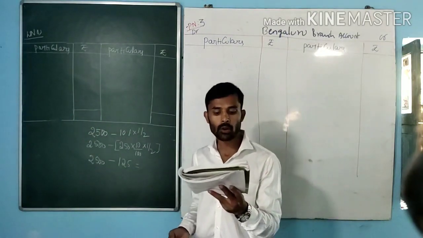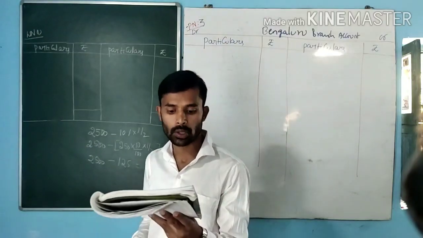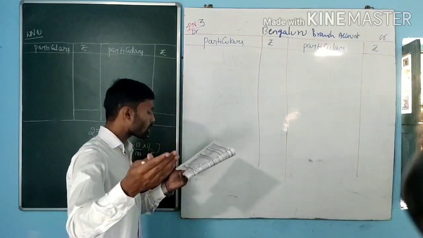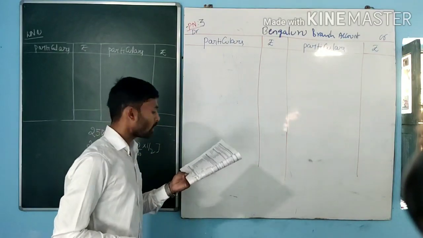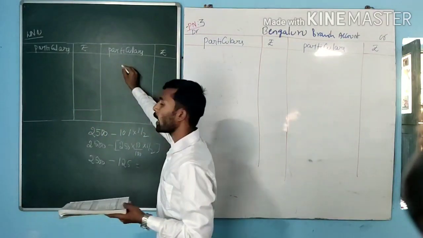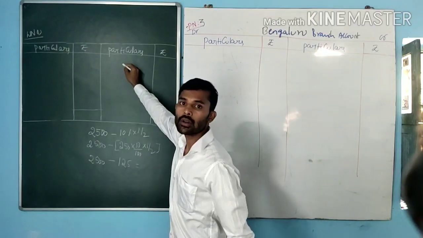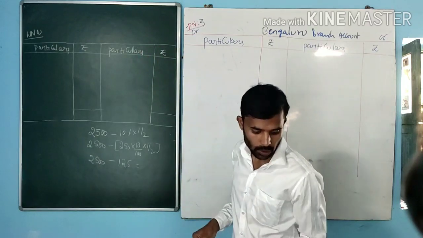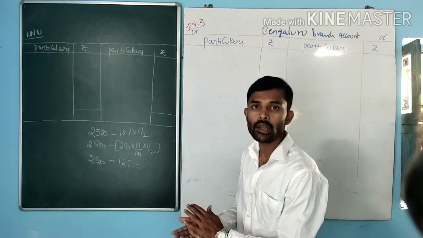Next, discount allowed to debtors. Discount allowed to debtors means the debtors' collection amount will be less. So write it under total debtors account, that is by discount allowed. Right? With this information, prepare the branch account and debtors account.